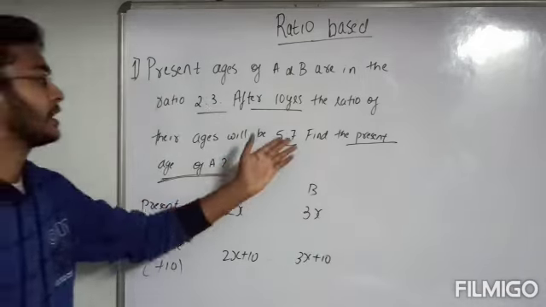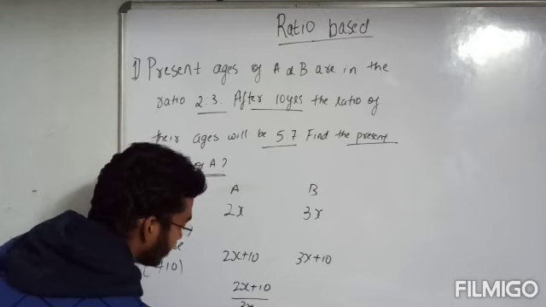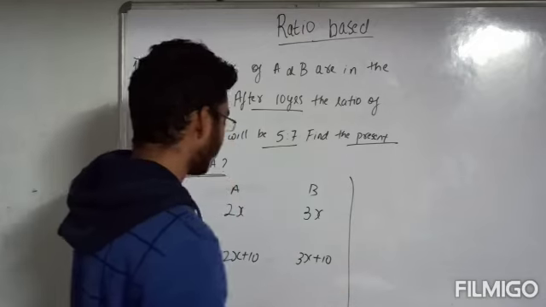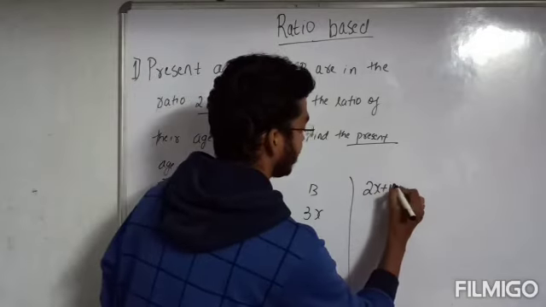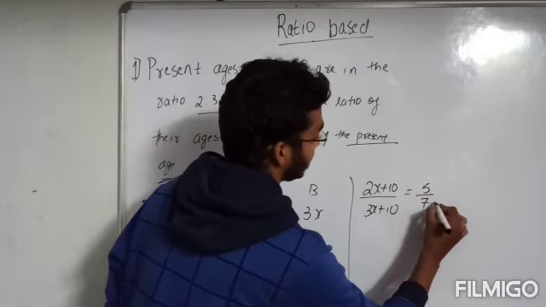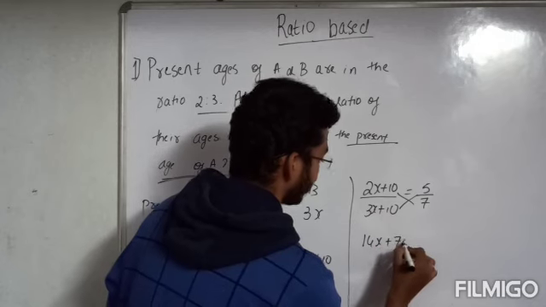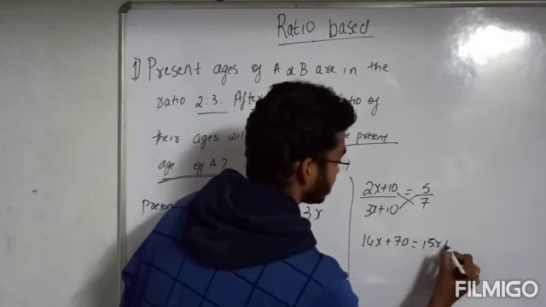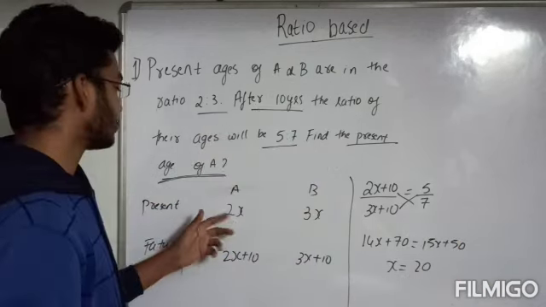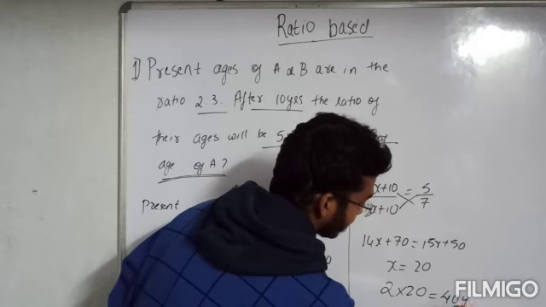The ratio of the ages will be 5:7. So let us take the ratio: 2x plus 10 divided by 3x plus 10 is equal to 5 by 7. By cross multiplying and solving this, we will get 14x plus 70 equal to 15x plus 50. By solving this, we will get the value of x as 20. So the age of A is 2 times x, that is 2 into 20, that is 40 years.